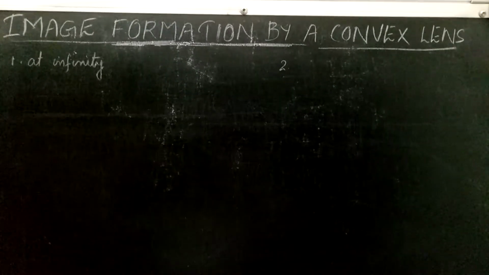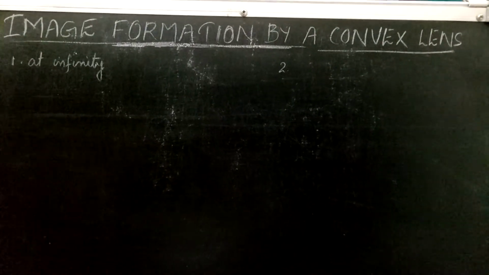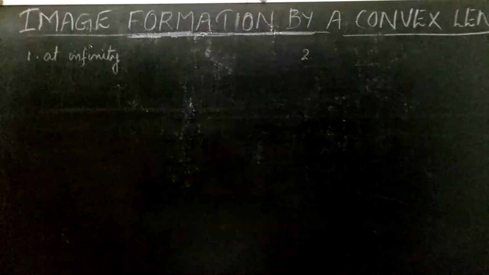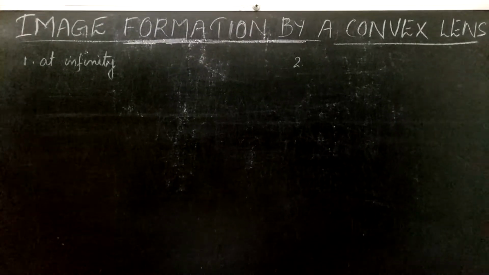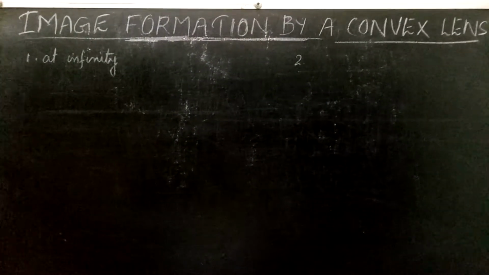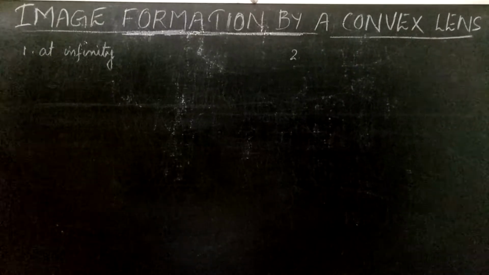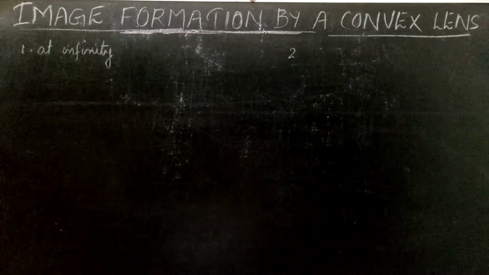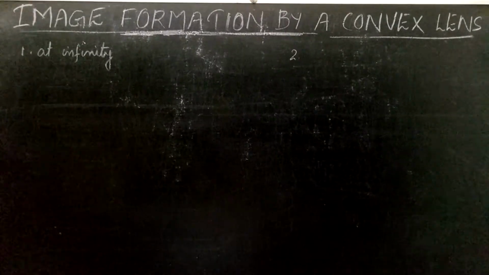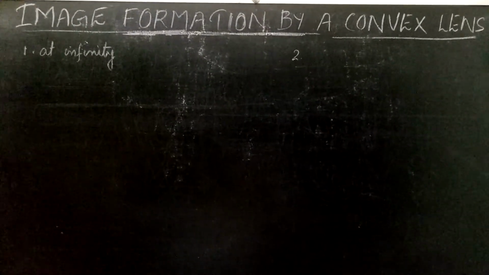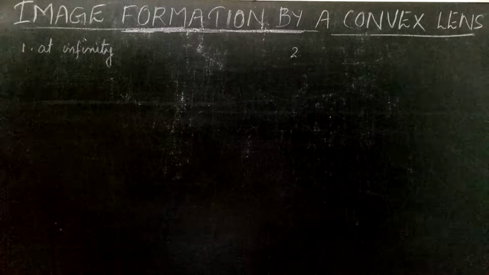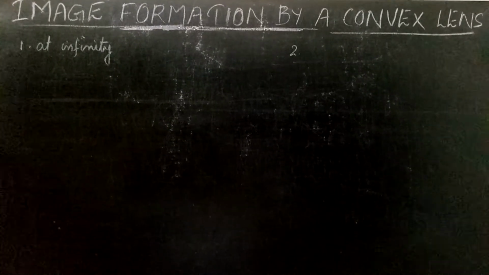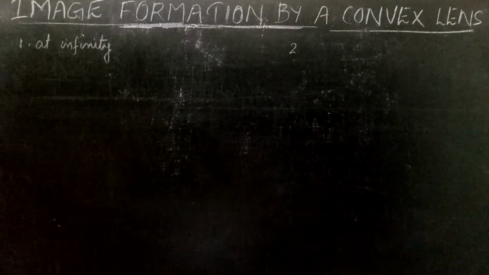Dear students, here we are going to discuss the image formation by a convex lens. Just like spherical mirrors, here also we have to take different positions. That means we have to keep the object at different positions. The first position is object at infinity. To get the image position, we have to follow the rules.